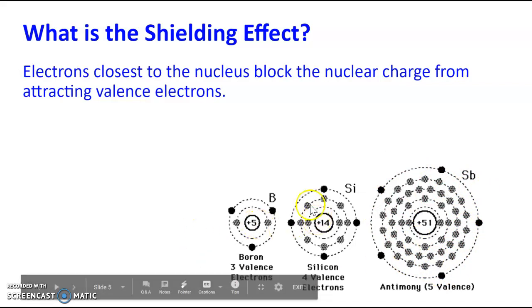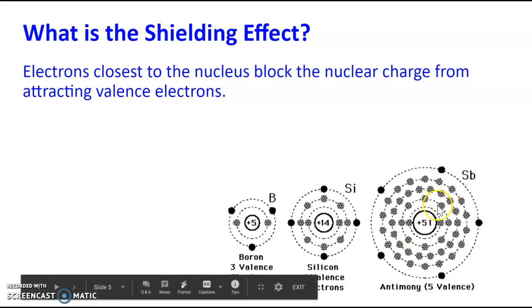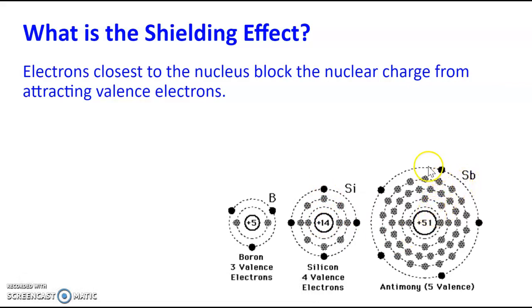So silicon and boron, they're like, we don't have a ton of rings between our nucleus and our valence electrons, so we can pull them in pretty close. Antimony is over here like, holy moly, I got all these layers in the way. It's kind of hard for me to attract my electrons, okay?